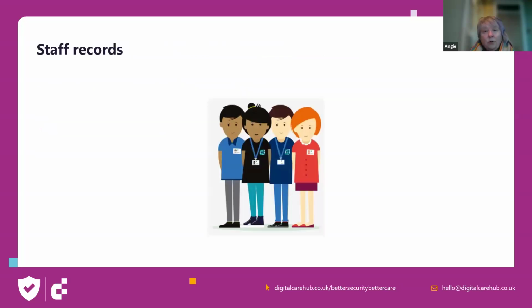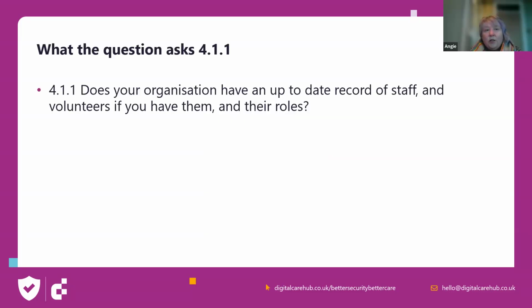So we're going to have a look at one of the examples. It's important to keep up to date the records of both your staff and volunteers if you have them and their roles. This list should keep track of any changes of their role, any new starters, any removal of leavers, and this might be linked to your existing payroll or rostering system. Okay, and the next question, this is question 4.11 on the toolkit. Does your organisation have an up-to-date record of staff and volunteers if you have them and their roles?